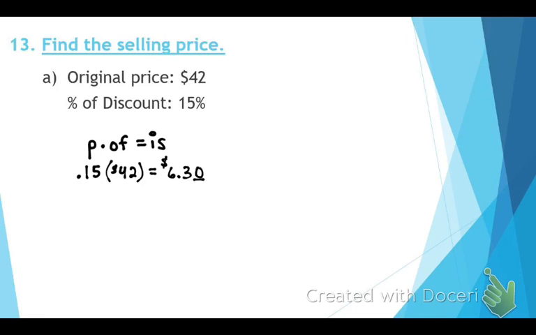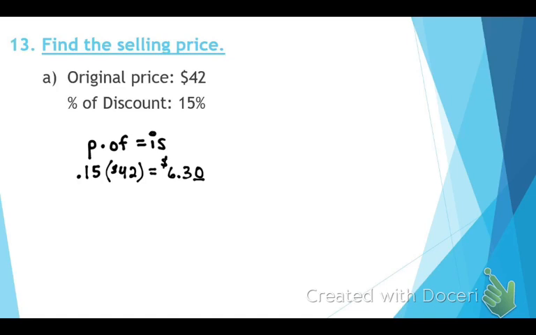$6. $6, and remember the zero at the end, 30 cents. Does this make sense? Does that answer make sense? This is the answer I saw most people came up with. Here's what's concerning to me. If the original price is $42 and they take 15% off, 15% is not that much. It's kind of a small amount. Does it make sense for the price to drop all the way down to $6.30? No, it really doesn't.